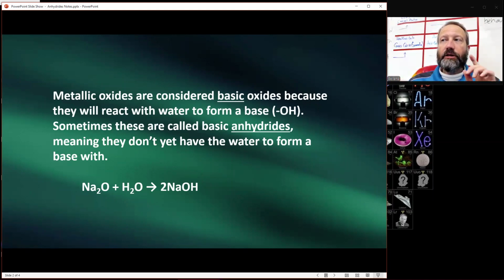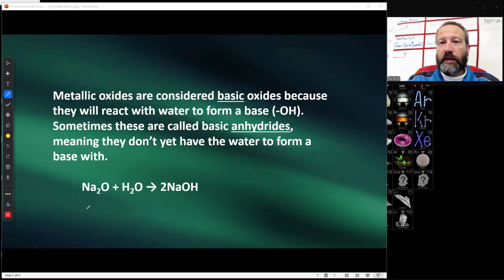A metallic oxide is often called a basic anhydride. So catch that: anhydride, hydride, with water and not water. So a metal oxide is lacking the water that would be necessary to make it a base. And I want to show you graphically how this is going to look. So I'm going to grab my annotation here.